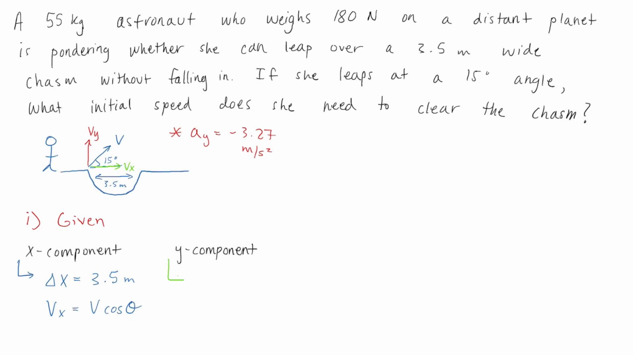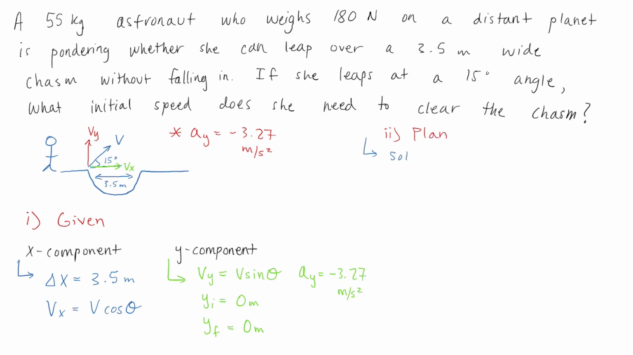Now let's look at our y component. We just learned that Vy is equal to V sine theta. We know the initial position of the astronaut is 0 meters because they start on the ground, and their final position is 0 meters because they land on the ground. And we use forces to solve for the acceleration in the y component, which was negative 3.27 meters per second squared. Now that we know what we were given, let's make a plan.